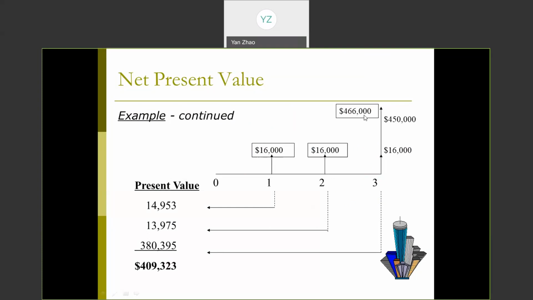If you discount all the 3 cash flows at 7%, discount all of them back to the present value as of today, then you add them up. The present value of all future cash flows is $409,000, which means this number is the maximum price you are willing to pay for the building. That is the maximum price you are willing to pay based on your personal calculation.